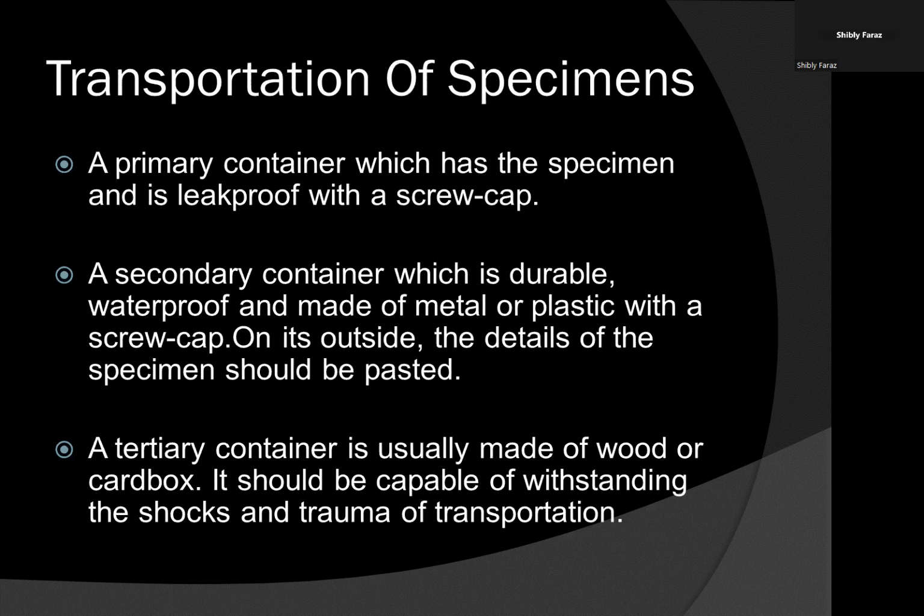Transportation of specimens. A primary container which has the specimen and is leak-proof with a screw cap. A secondary container which is durable, waterproof, and made of metal or plastic with a screw cap on its outside. The details of the specimen should be pasted. A tertiary container is usually made of wood or cardboard. It should be capable of withstanding the shocks and trauma of transportation.